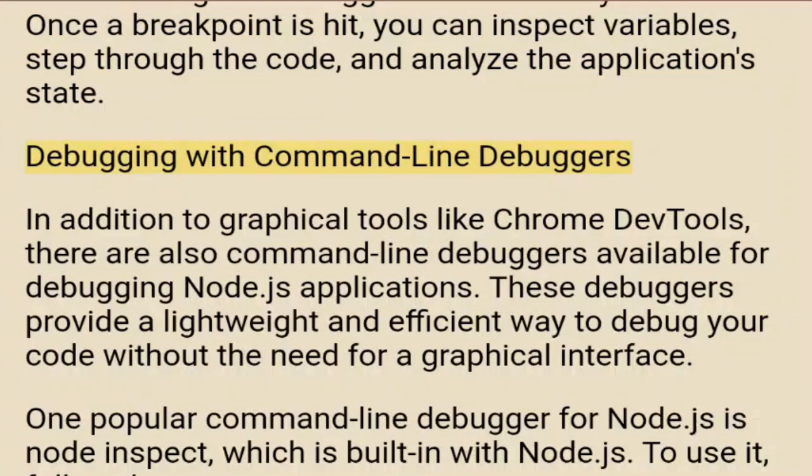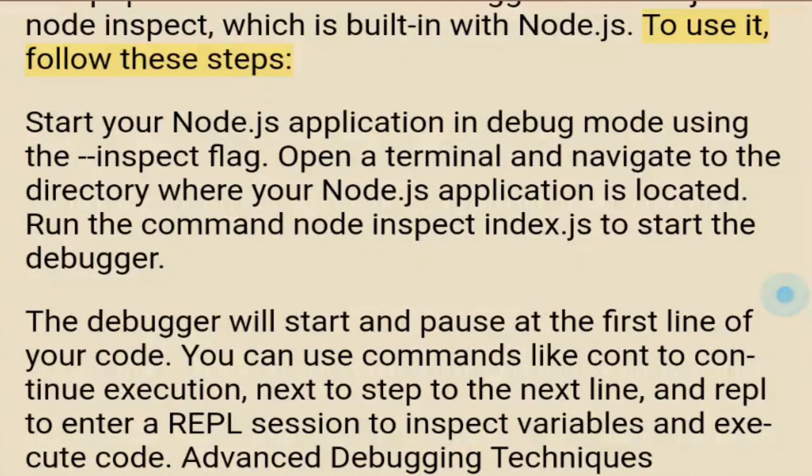Debugging with command line debuggers. In addition to graphical tools like Chrome DevTools, there are also command line debuggers available for debugging Node.js applications. These debuggers provide a lightweight and efficient way to debug your code without the need for a graphical interface. One popular command line debugger for Node.js is Node Inspect, which is built in with Node.js. To use it, follow these steps.